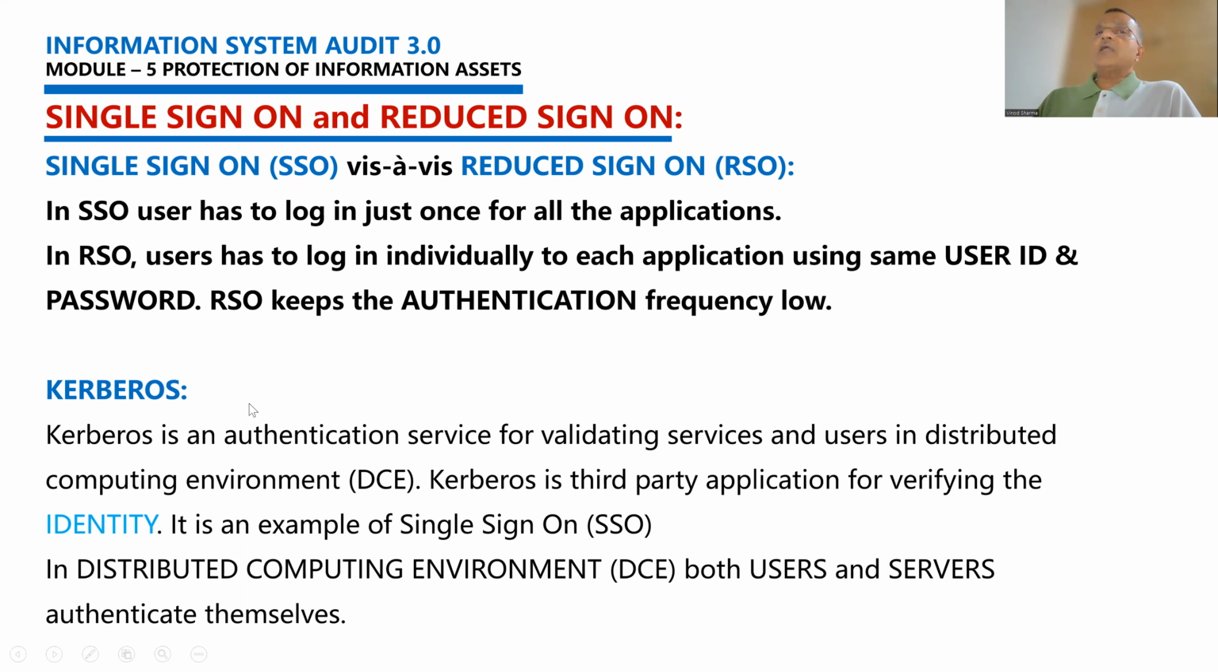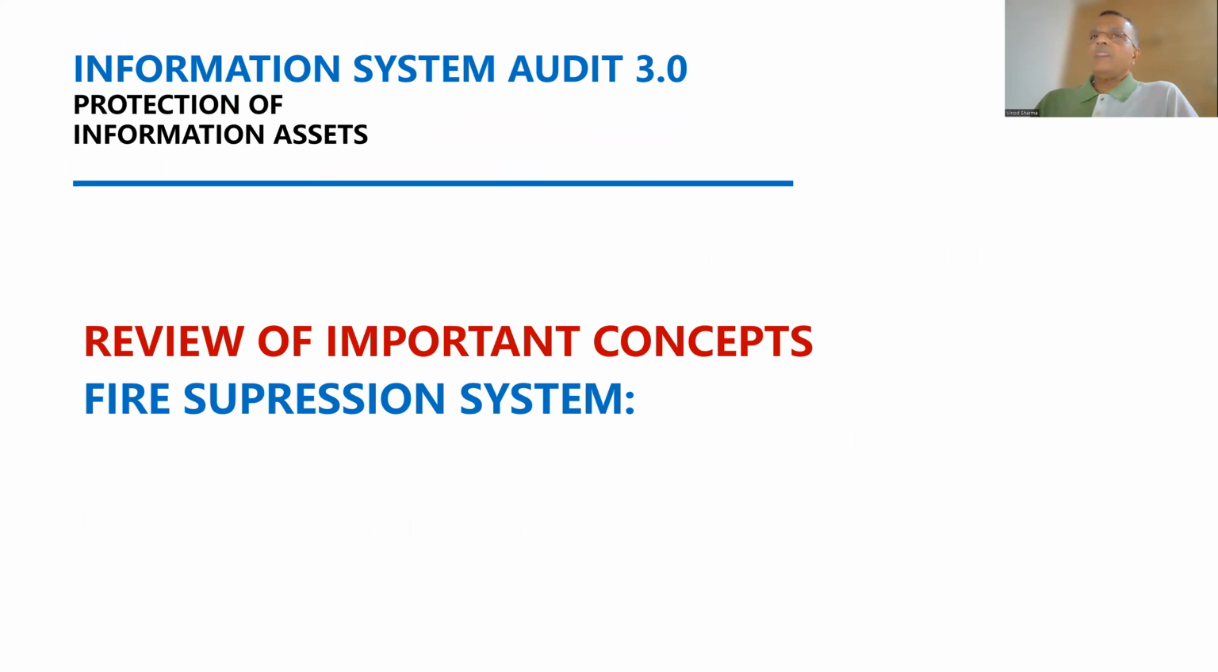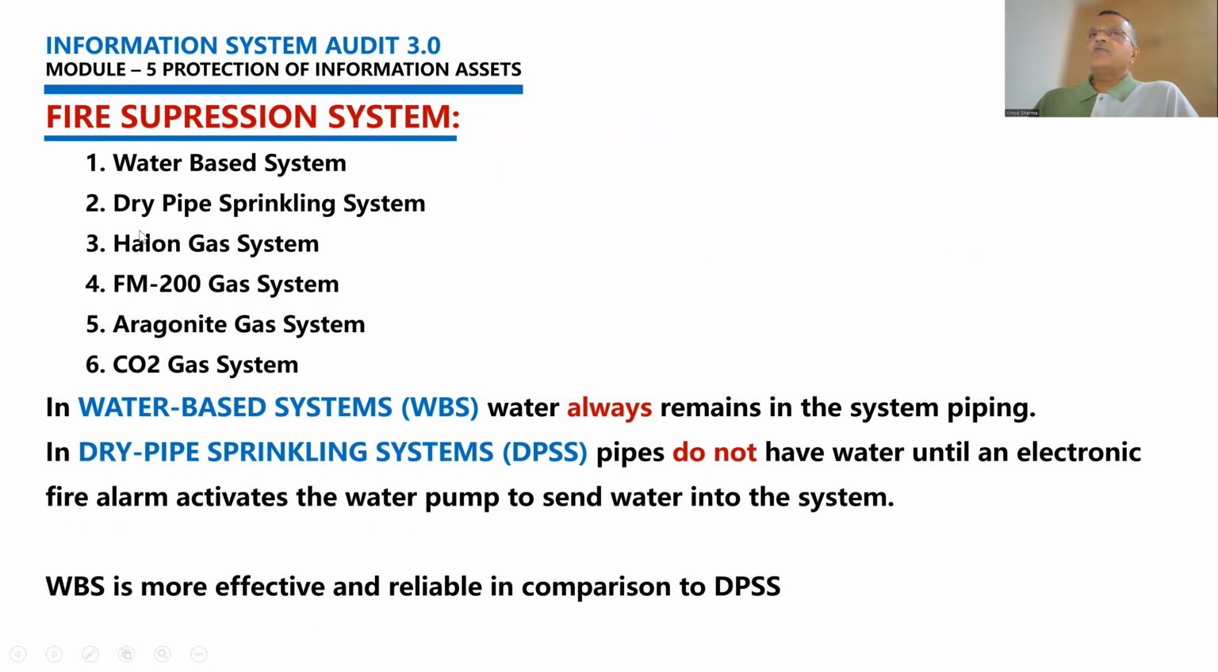So you can say that Kerberos is an authentication service, a third party maintained for authentication of users as well as the servers. Now we have the last section, that's the fire suppression system. It's an important aspect. So, a fire suppression system is a measure for avoiding the disaster caused by a fire breakout.